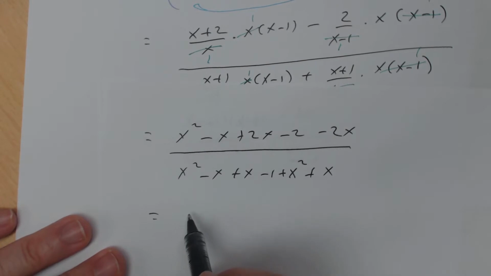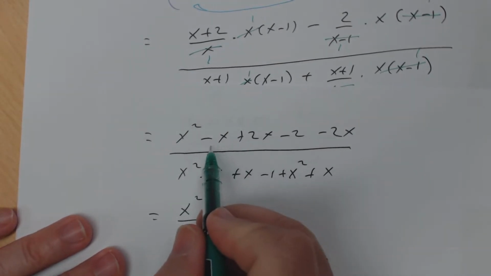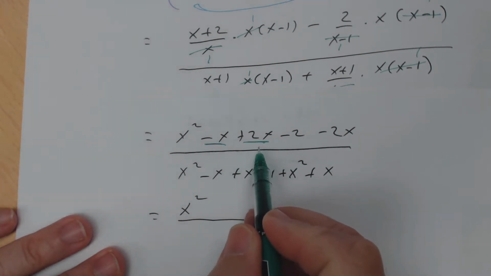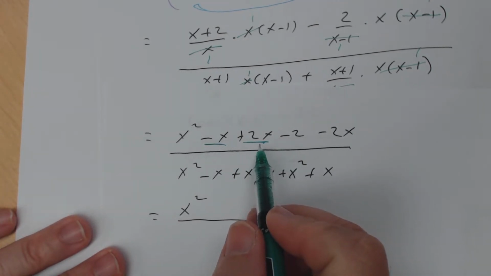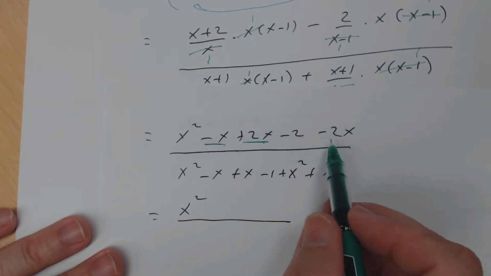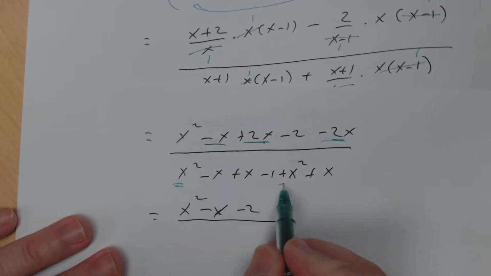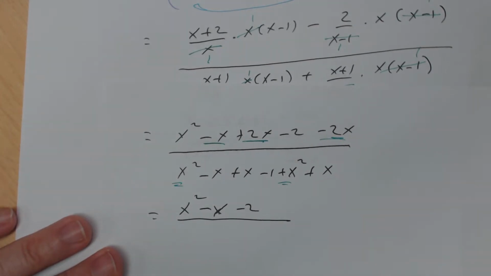Let's say I have x squared. Now the x's: this negative x and a 2x is x. And then this x, and that x and a negative 2x is a negative x. And then minus 2. The denominator: always be careful, an x squared and an x squared is 2x squared.